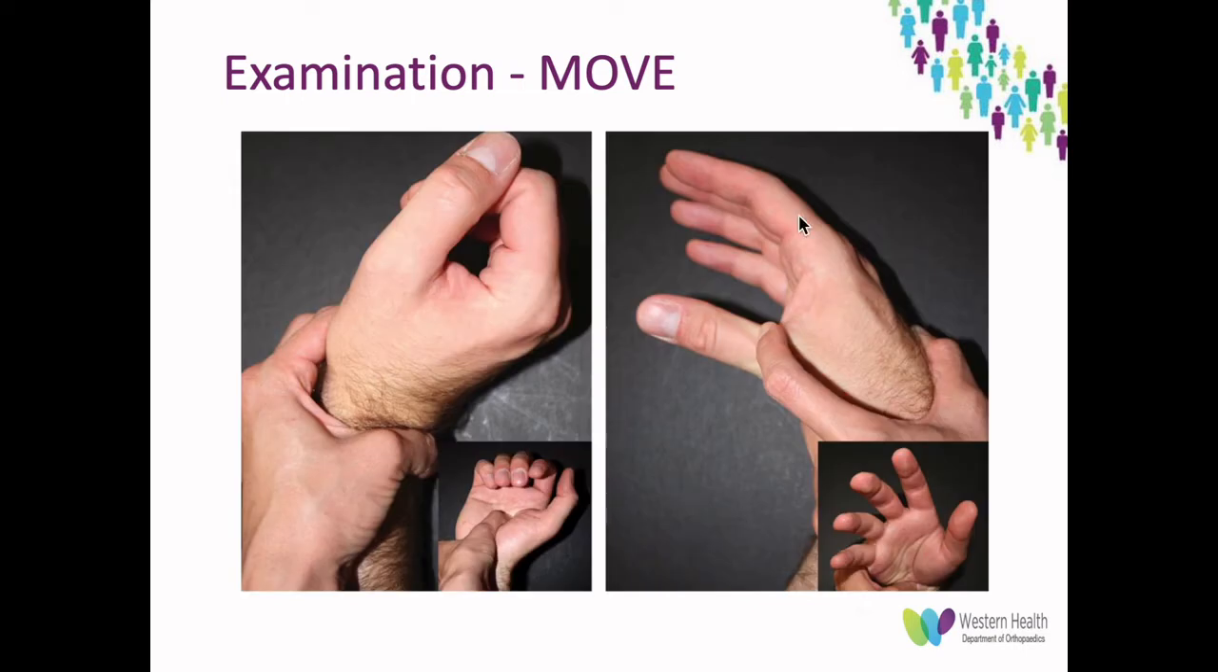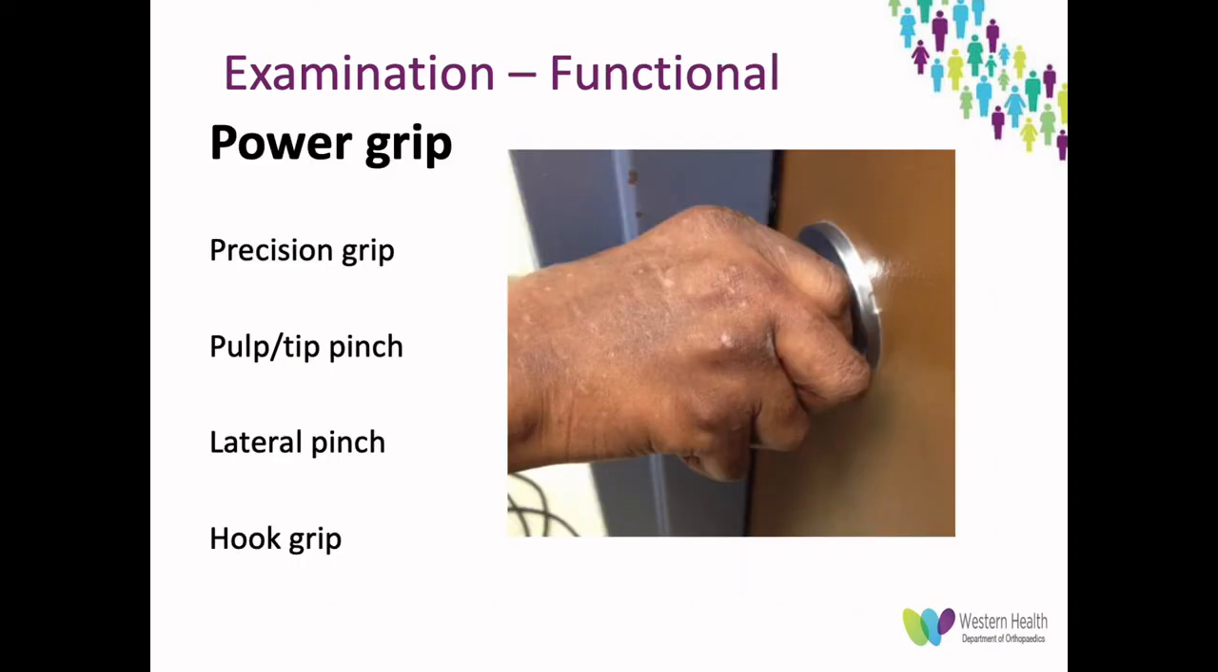You can also check the tenodesis effect, so looking for a flexed position of the fingers when the wrist is extended and an extended position of the fingers when the wrist is flexed. Hands should be symmetrical, fingers should lie in a smooth cascade, and any deviations can be clues to tendon rupture and other pathologies such as sheath scarring.